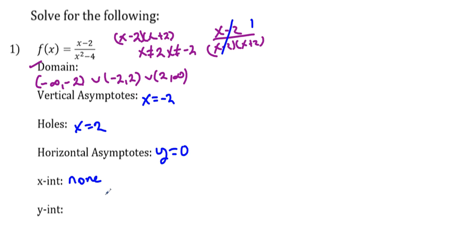But for the y-intercept, we substitute zero into our function. We can substitute up here, over here, doesn't really matter, and we're going to get 2 over 4, all right, which is 1/2. So it's going to be (0, 1/2).